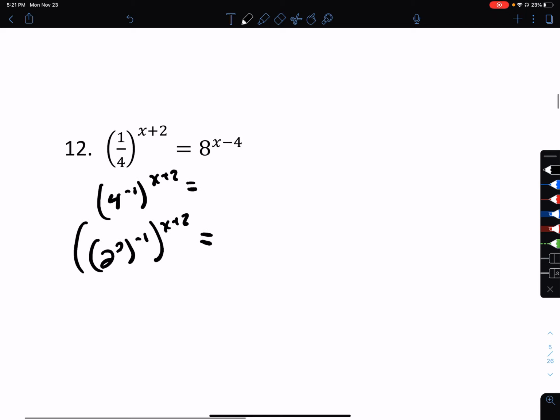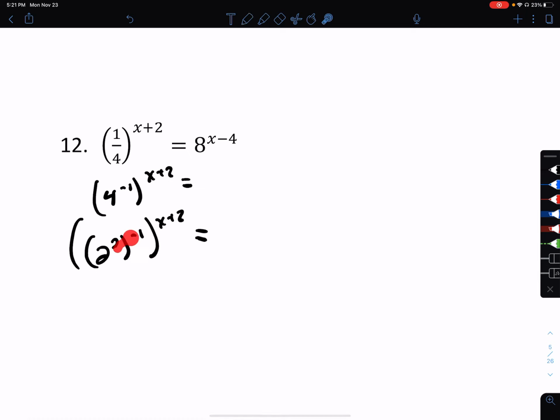There are lots of ways to do this. So the power to a power property, we're just multiplying these together. So it's going to be 2. 2 times negative 1 is negative 2. Negative 2 times this is going to be negative 2x minus 4. Over here on the right, I want to change the 8 to a base of 2. 2 times 2 is 4, times 2 again is 8. So that's going to be 2 cubed is the same as 8. And then I can use the power to a power property. So I'm going to multiply the exponents.